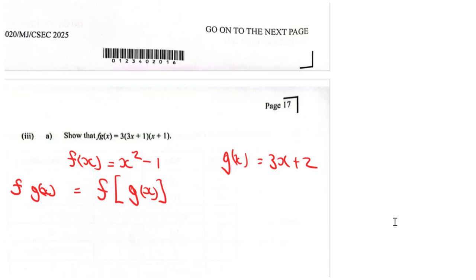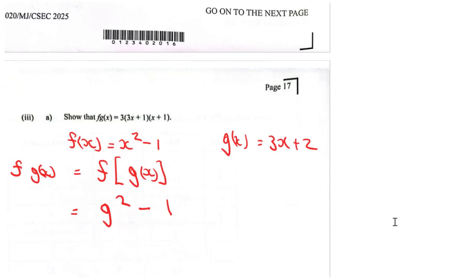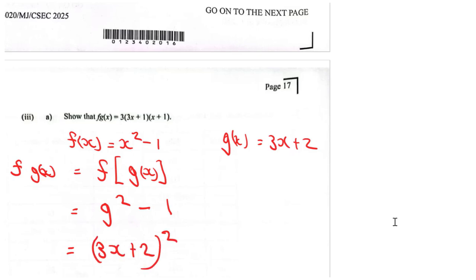That is, wherever we see x in f of x, we're going to replace it with g of x. Now f of x is x squared minus 1, so I'm going to replace the x with g. So g squared minus 1. Now we know what g of x is, so we're going to get 3x plus 2 all squared minus 1.